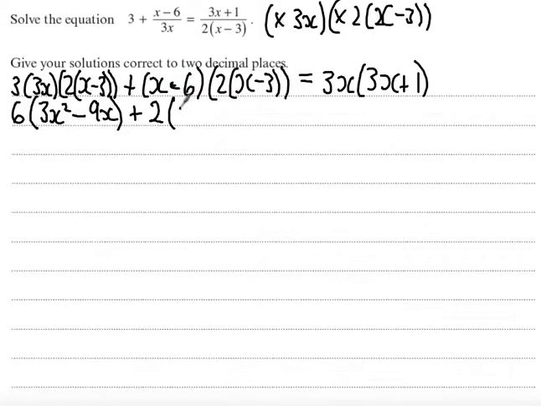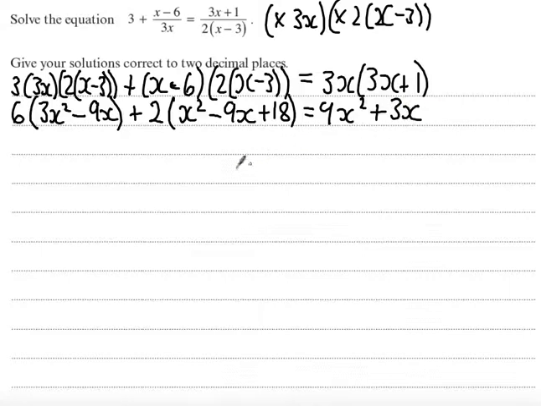So I get x times x, which is x squared. I get x times minus 3 and x times minus 6, which will give me minus 9x. And then minus 6 times minus 3 is plus 18. This is equal to 9x squared, because 3x times 3x, and then 3x times plus 1 is plus 3x. Okay, so we're getting somewhere.